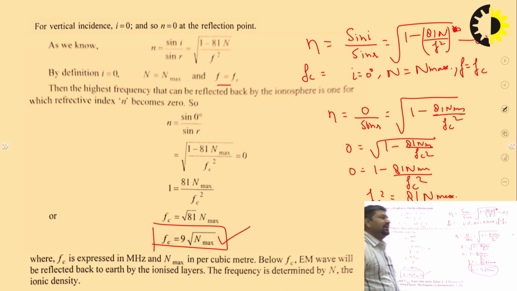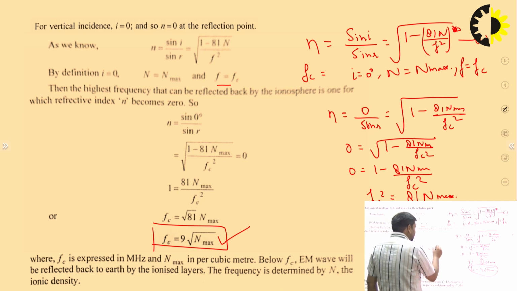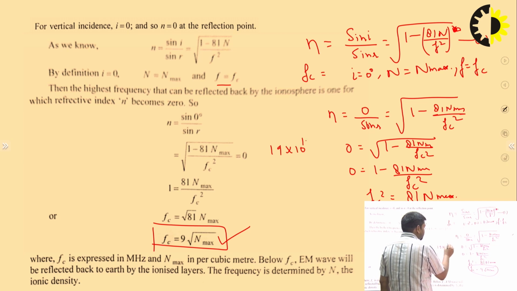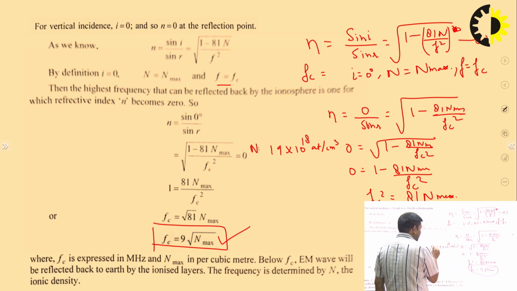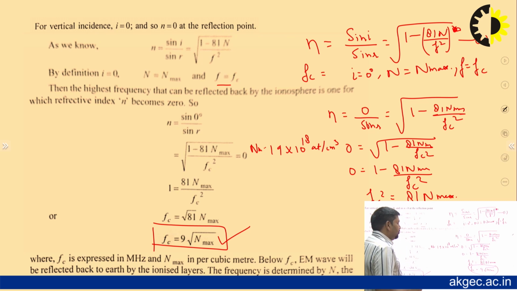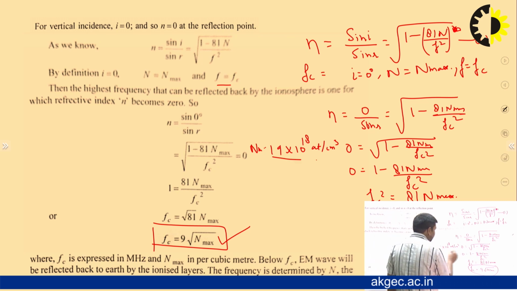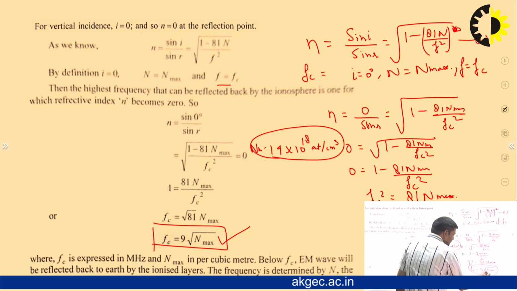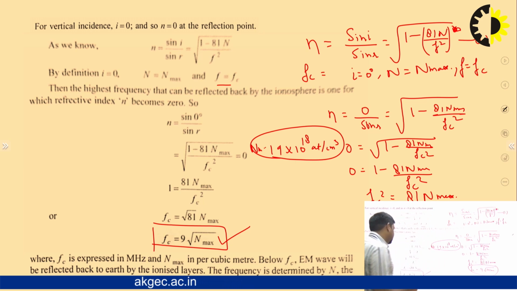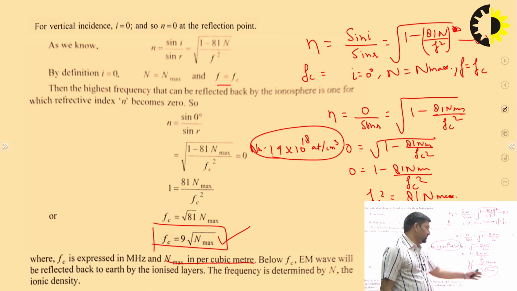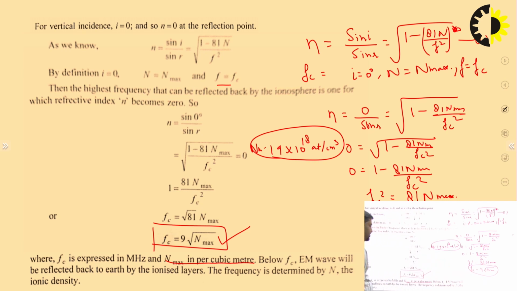Suppose the D layer has an electron density of 19 into 10 raised to power 18 atoms per centimeter cube. So you find the critical frequency. This is the n max. You have to put this n max, in per meter cube, in that particular formula, and we find the critical frequency in hertz. So n max must be converted from per centimeter cube to per meter cube. If you put the maximum electron density in the formula, you put the value of n max in per meter cube.